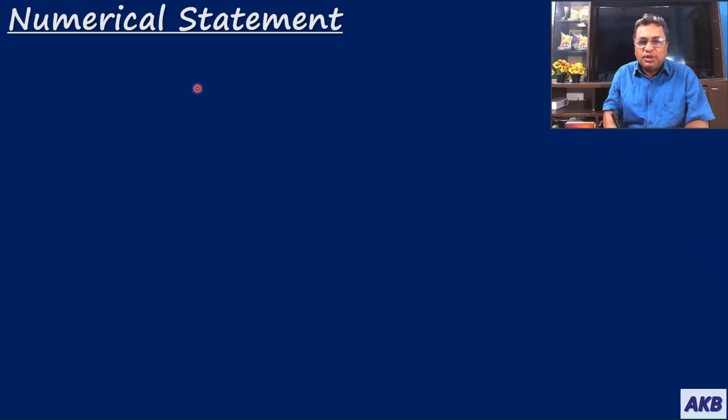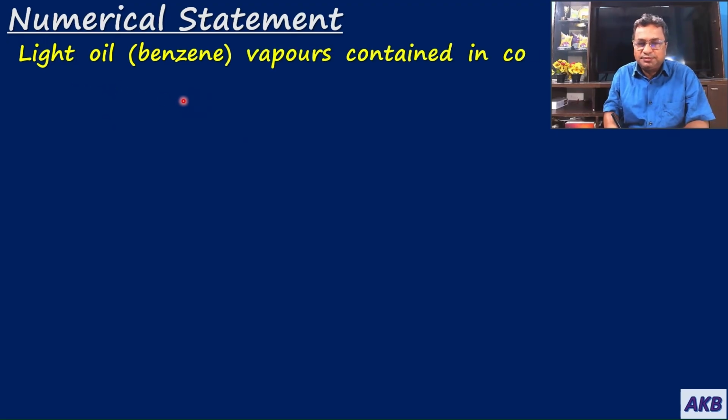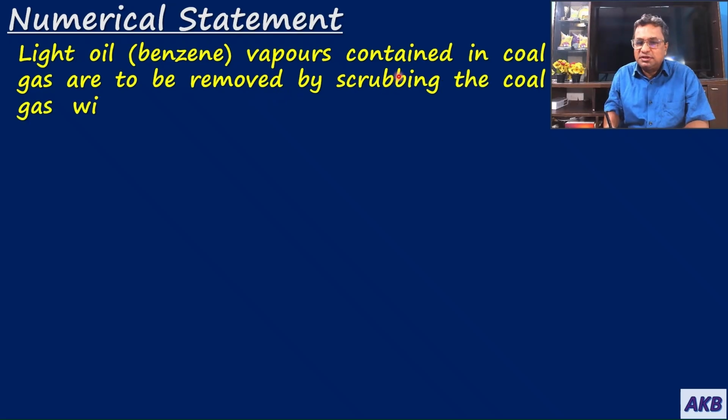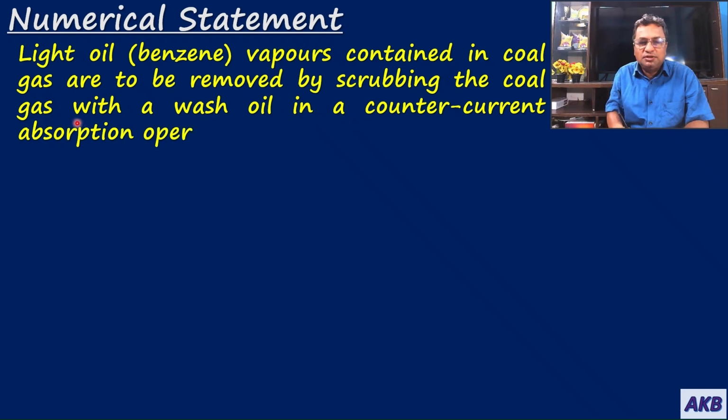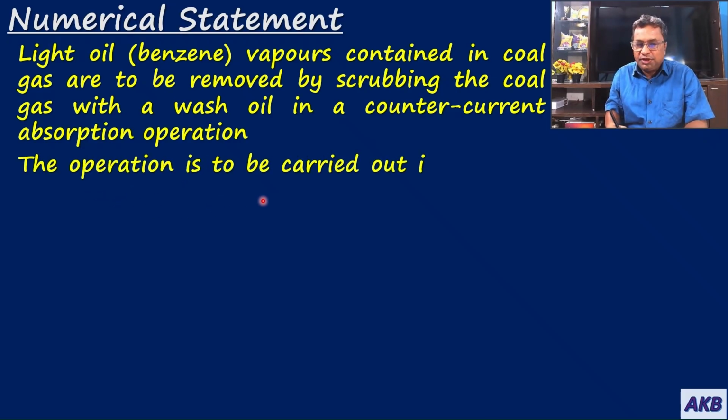To begin with, we will look at the numerical statement. So light oil, which is benzene. Benzene vapors contained in coal gas are to be removed by scrubbing the coal gas with a wash oil in a counter current absorption operation. The operation is to be carried out in a tray column.